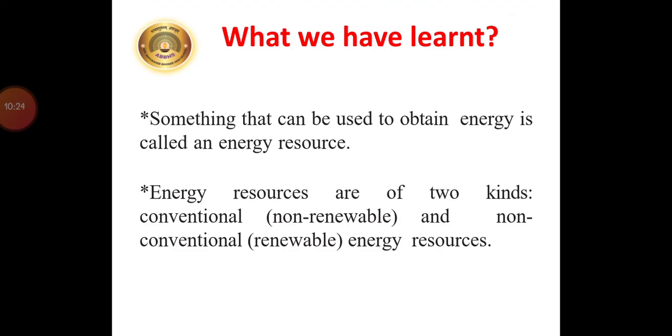Something that can be used to obtain energy is called an energy resource. Energy resources are two kinds: conventional or non-renewable, and non-conventional means renewable energy resources. Hope you understood this lesson, and you will also save energy, and you will use green energy resources. So we will not have to face global warming or other calamities.